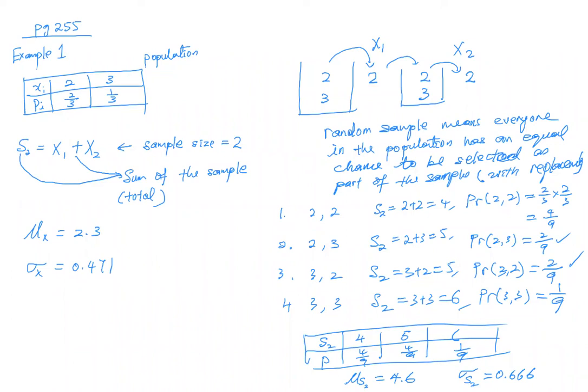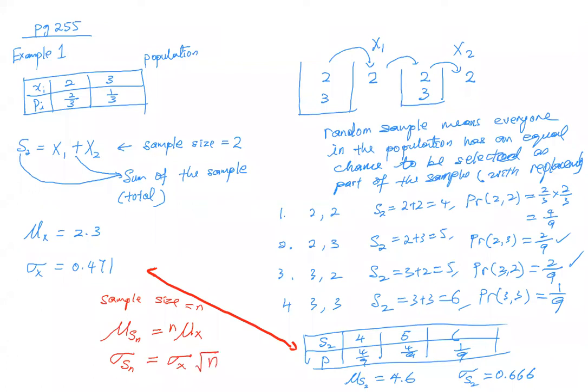Yep. Okay. So that means it's trying to tell you that there is a formula link between the two. So I'm going to give you the formula. And you have to memorize the formula. If my sample size is n, so the mean of the sum of the sample size n is equal to n times the mean of the population. And the standard deviation of the sum of all the n elements in the sample will be equal to the standard deviation of the population times by square root of n. So this is the formula that you have to remember. Write down in your notes.